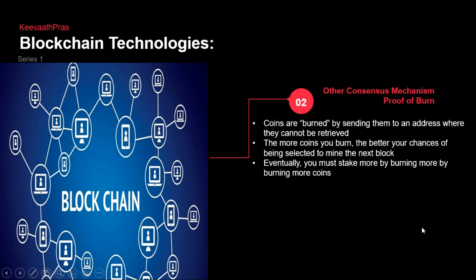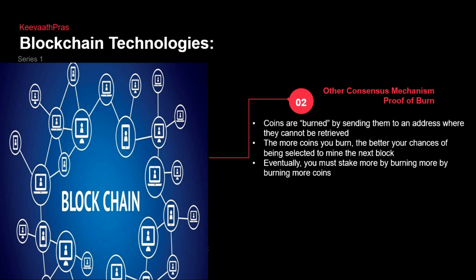So what is proof of burn? As the name suggests, it is something called a burn. So what do you burn? The coins are burned by sending them to an address where they can't be retrieved. The more coins you burn, the better the chances of you being selected.